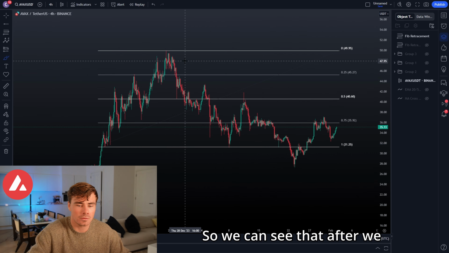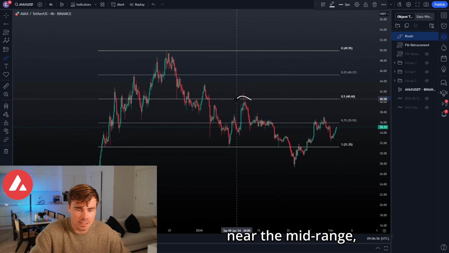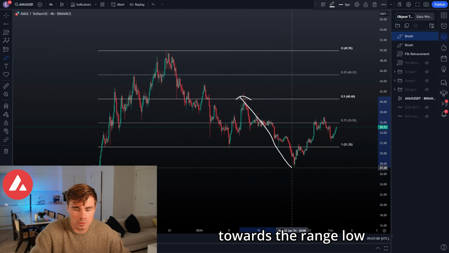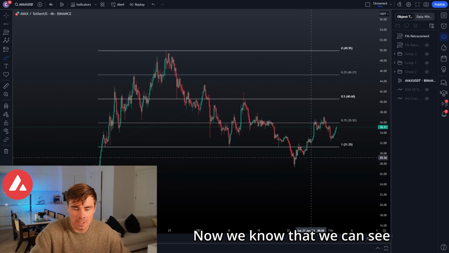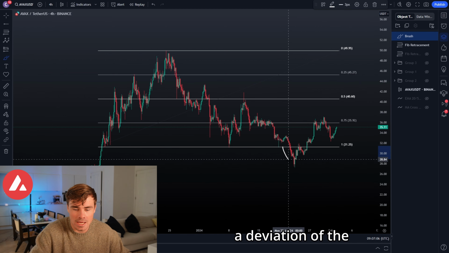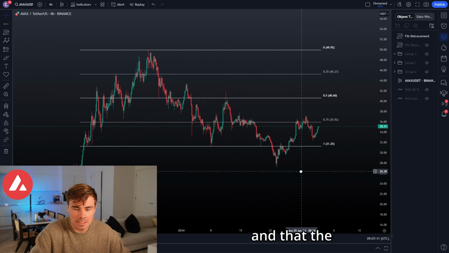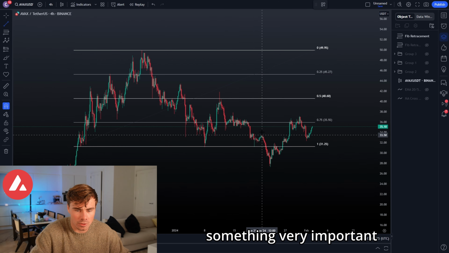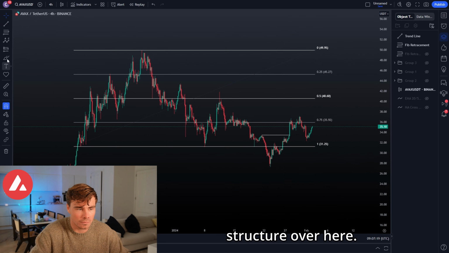So we can see that after we form this range high, we formed a range low, then we rejected near the mid-range and we started an impulse to the downside towards the range low liquidity pool over here. Now we can see that we are having a deviation of the range low over here, followed by a reclaim of the range low, and that reclaim was also followed up by something very important if you want to confirm the deviation, which is this break of structure over here.